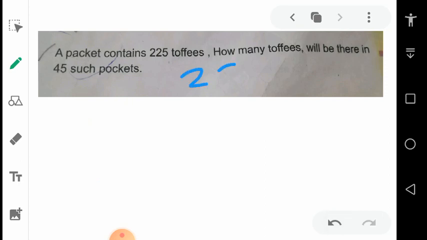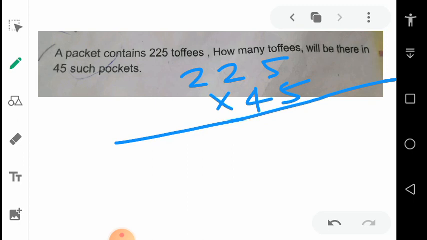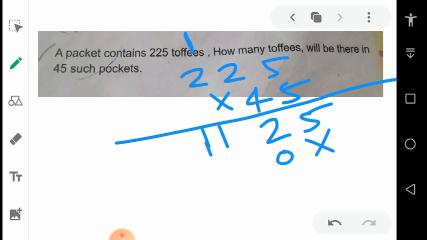Total number of toffees equal to 225 multiplied by 45. Okay, now as a multiply, we will multiply 5 5s are 25, 2 carry, 5 2s are 10 plus 2 is 12, here 1 carry, and 5 2s are 10 plus 1 is 11. Okay, now multiply 4 with 225, as 4 5s are 20, 2 carry, 4 2s are 8 plus 2 is 10, again 1 carry, and 4 2s are 8 plus 1 is 9.